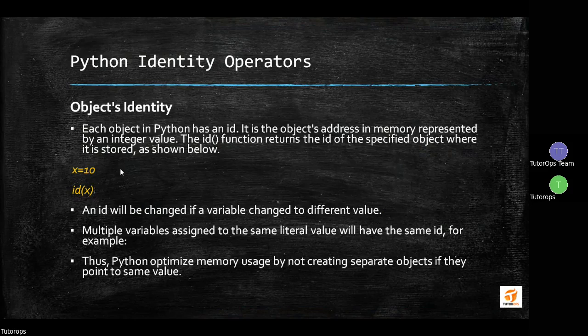Identity operators. Before going to identity operators, we learn one thing. Each object in Python has an ID. It's an object's address in memory represented by an integer value. The id function returns the ID of the specified object where it is stored, as shown below. If x equal to 10, then id of x will give you the value of the memory.